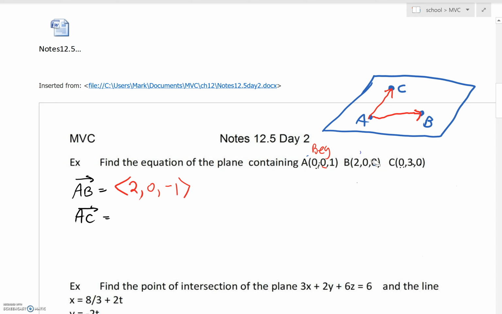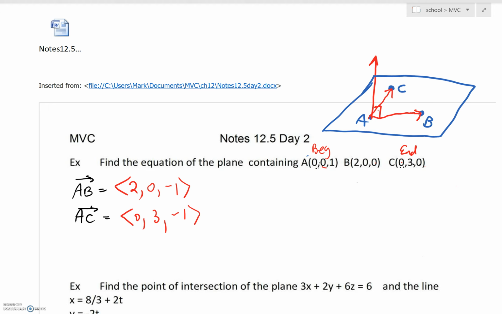Likewise, if we took a look at vector AC, we'd do end minus beginning. 0 minus 0, we'd get 0. Then we'd go 3 minus 0, that would be a 3. And then 0 minus 1, that would be negative 1. And there you have 2 vectors. What we'd like to do, though, is find a vector that is orthogonal to this plane. And we'd like to find a vector that would make a right angle, not just with vectors AB and AC, but would make a right angle with any point in that plane.